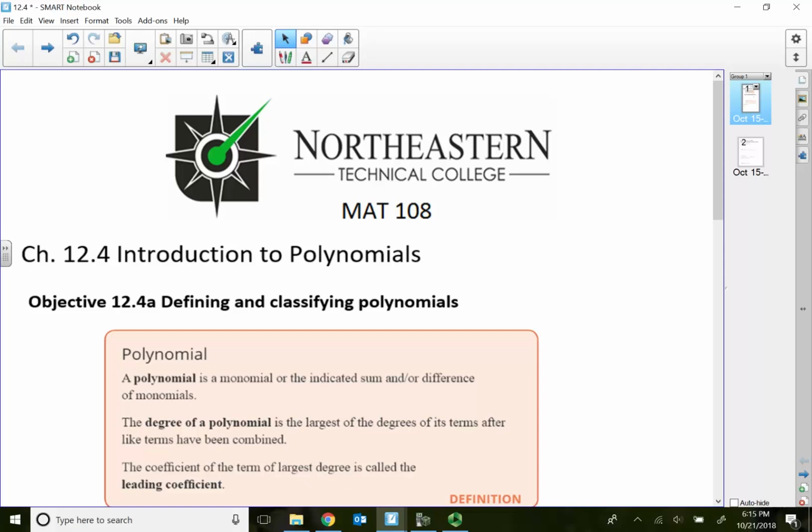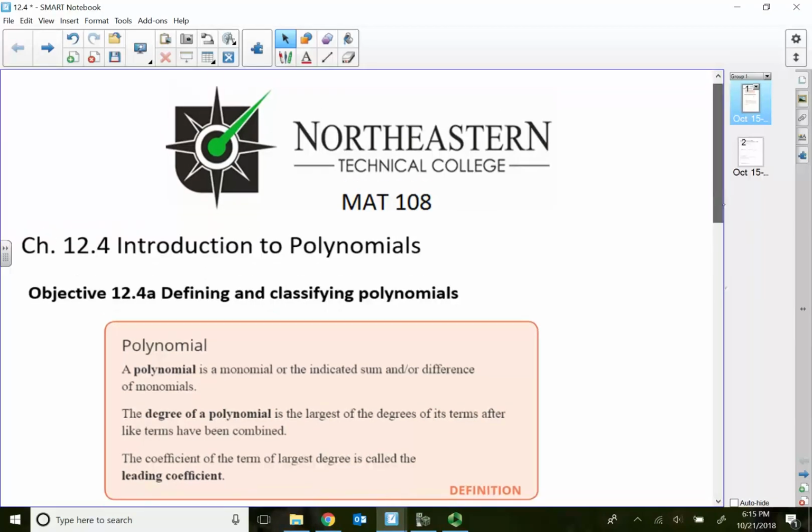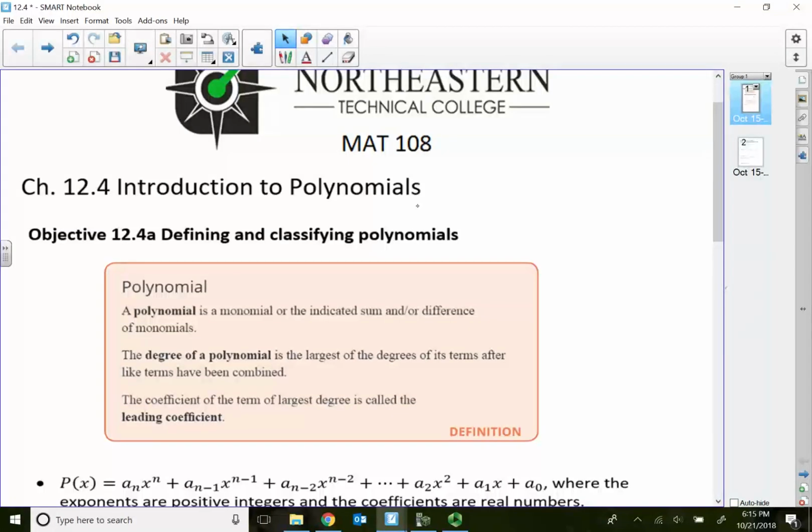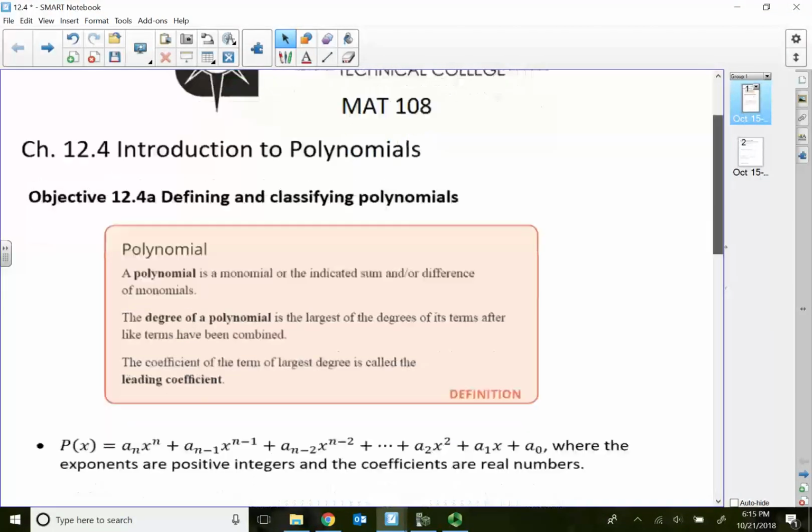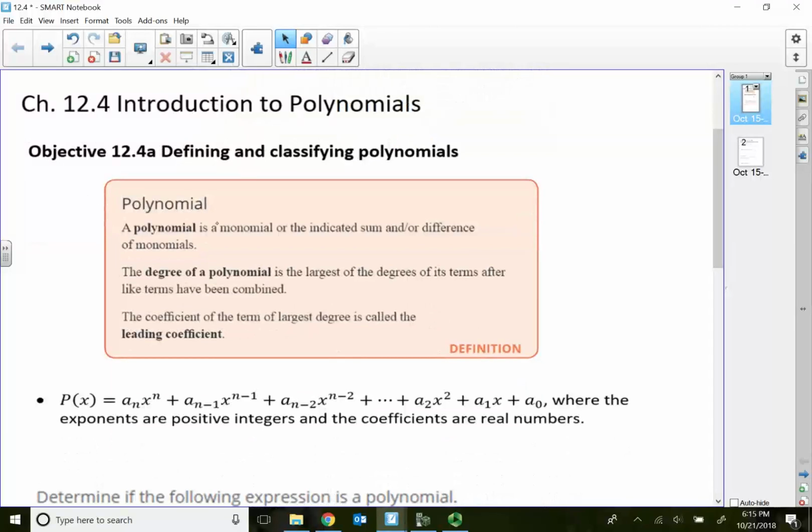Introduction to Polynomials. Back in module 12.1, at the very beginning, I mentioned that module 12 is about exponents and polynomials. So here I'm going to formally introduce the concept of a polynomial. All right, a couple of wording points here. Definition: a polynomial is basically a monomial, or the indicated sum or difference of monomials.